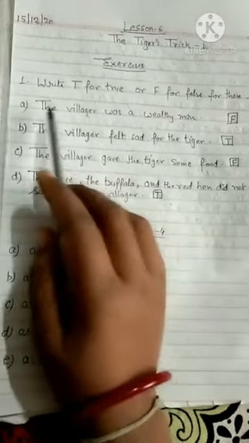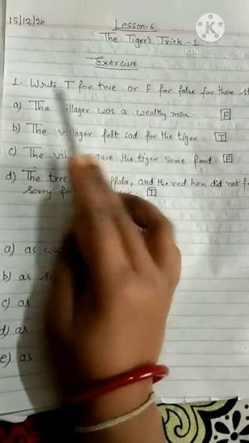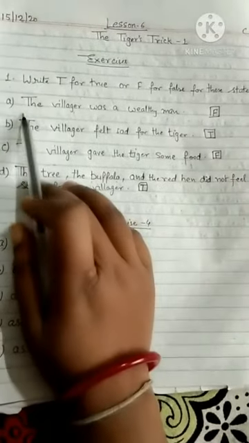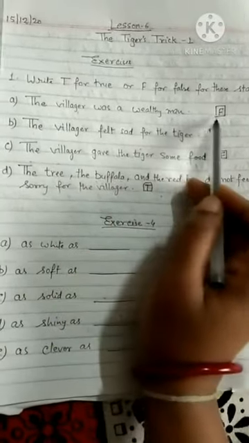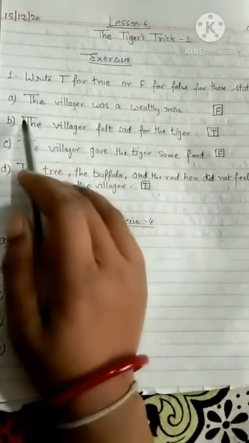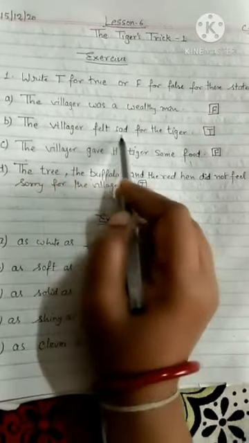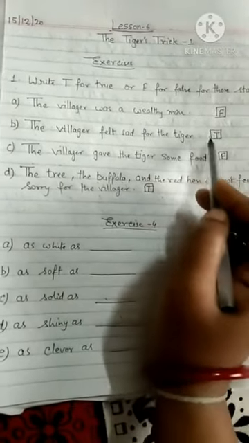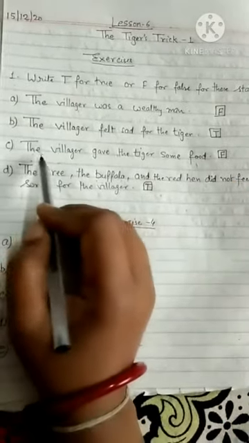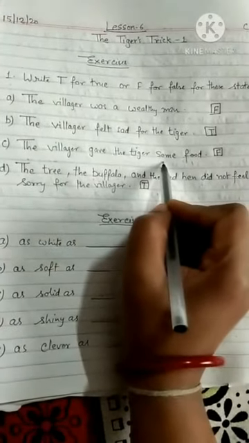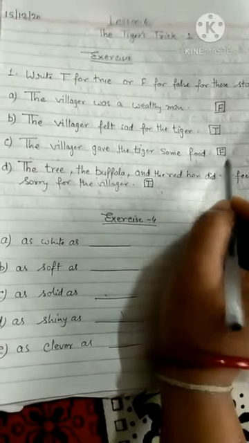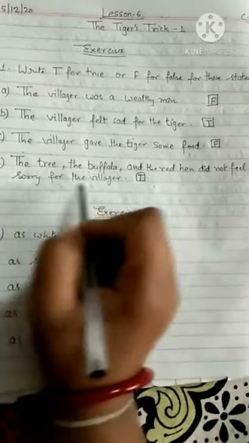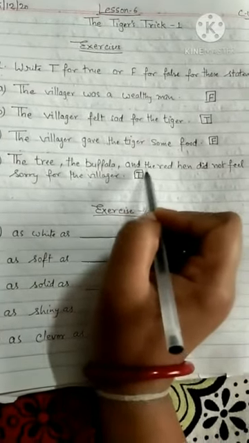So again I am repeating, it is the first exercise: write T for true and F for false for these statements. First one: the villager was a wealthy man. It is false, so mention F here. Come to the next, B: the villager felt sad for the tiger. It is a true statement, that's why we mention T. The villager gave the tiger some food. It is false, so we mention F. And the next: the buffalo, the tree and the red hen did not feel sorry for the villager. It is true, so we mention T here.